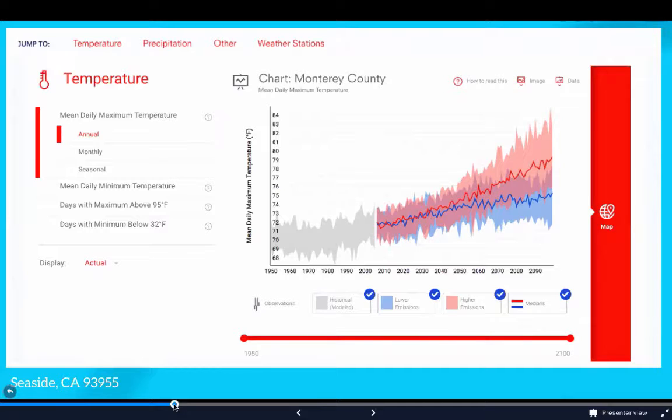So if I look at the graph itself, I can see that on my x-axis is time. That's time specified in years. And I can also see that my y-axis is the mean or the average daily maximum temperature. So they asked about the red and the blue. So the red shades look like higher emissions. The blue shades look like lower emissions. And then I have these medians where I have a bright red line and a bright blue line, and those represent the middle number for each of those measurements. So this is for Monterey County. I can see that there.